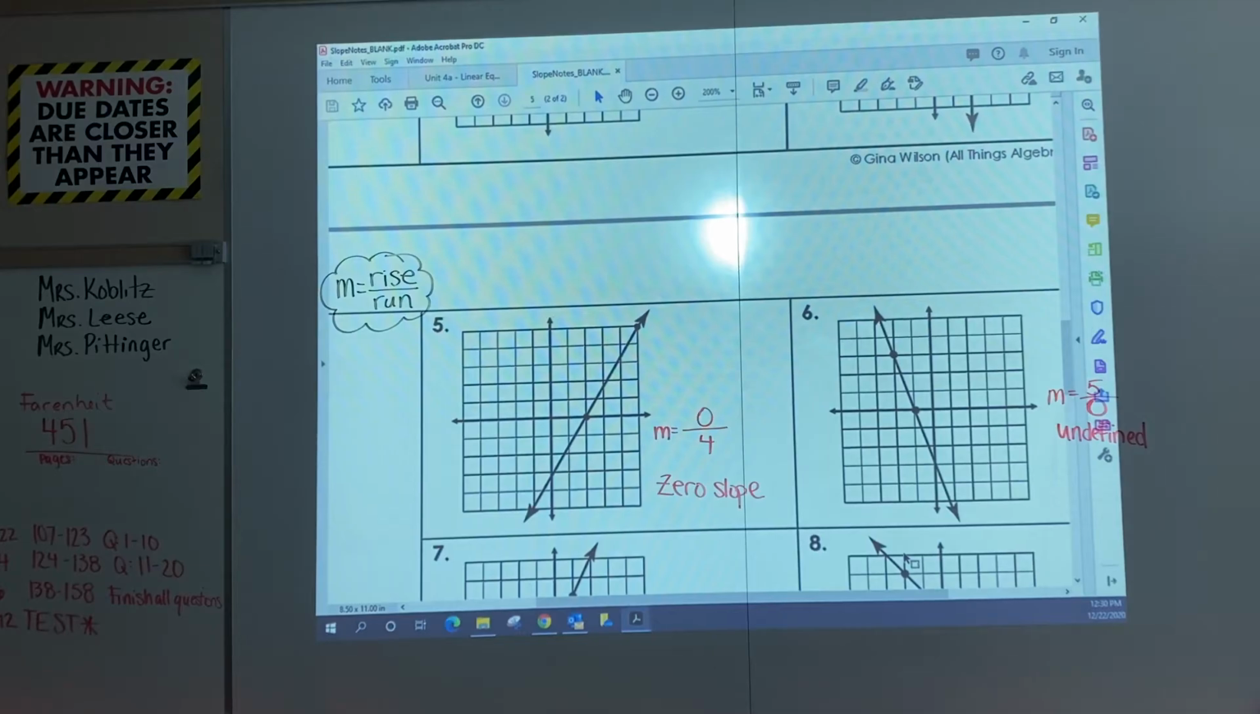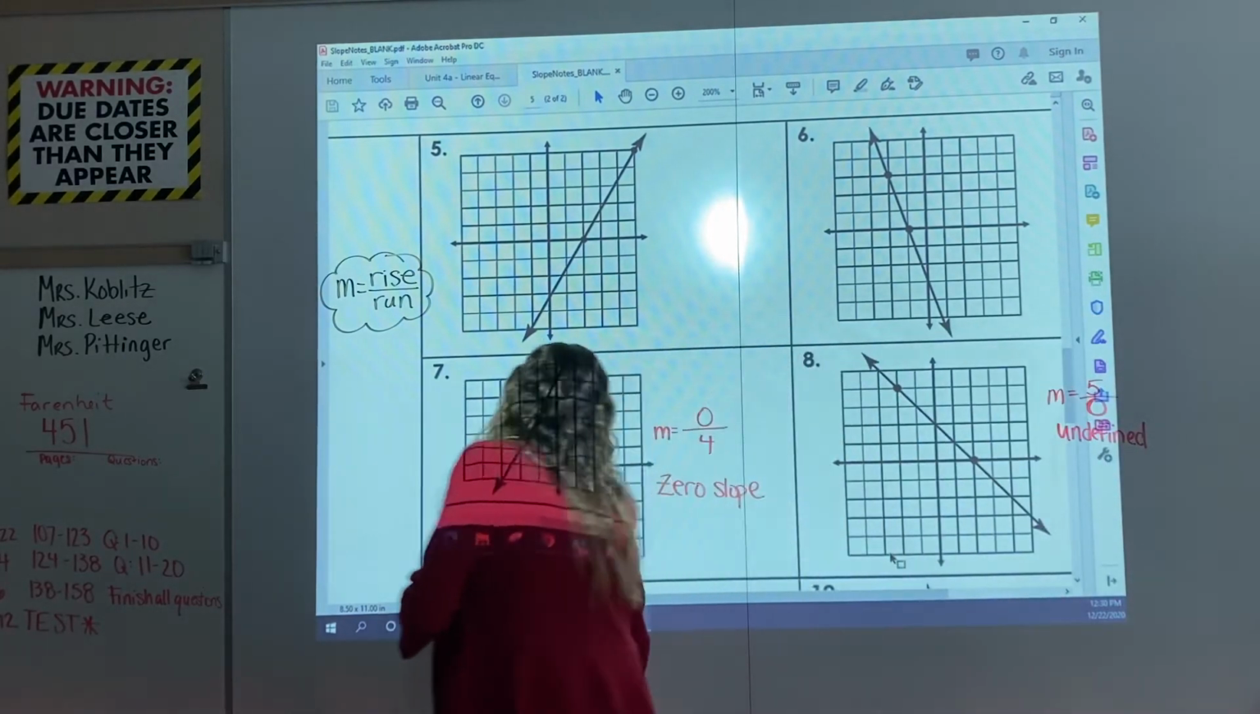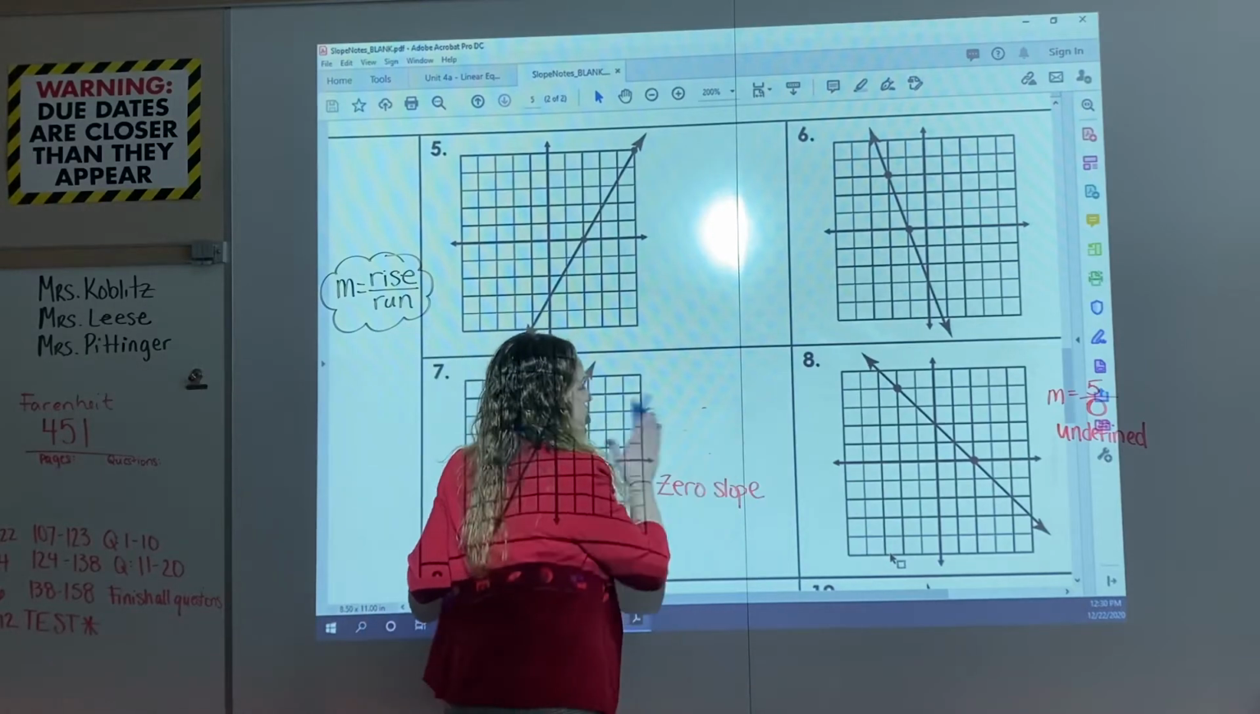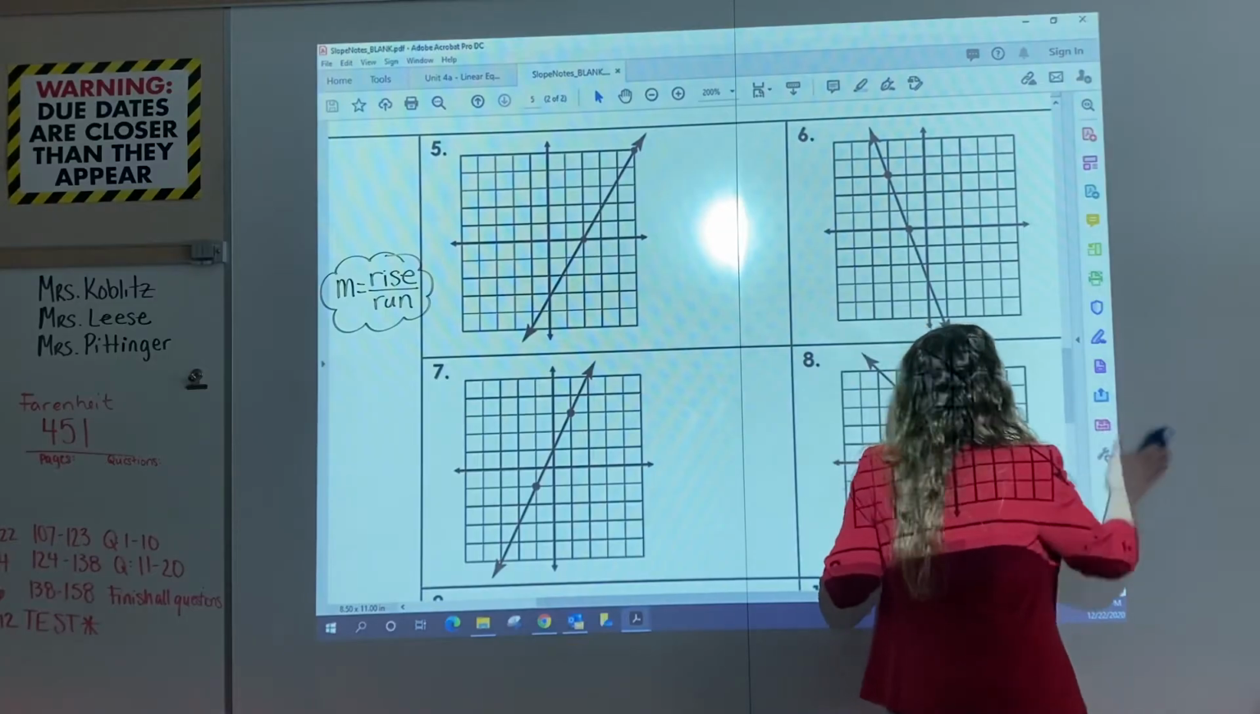All right, numbers 5 and 6. I'm even going to throw up 7 and 8 here if I can fit them. Perfect. If this is a little hard for you to see, I would suggest that you use your paper. That would be easier. Or zoom in on the video. I know you're able to do that.